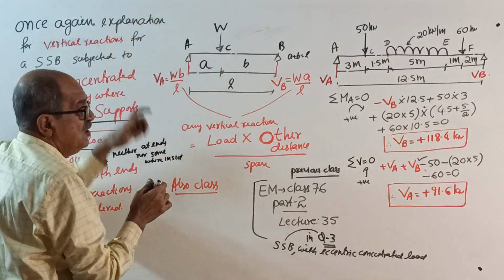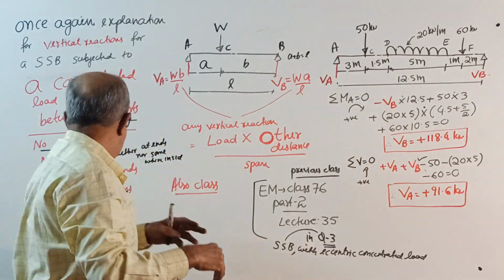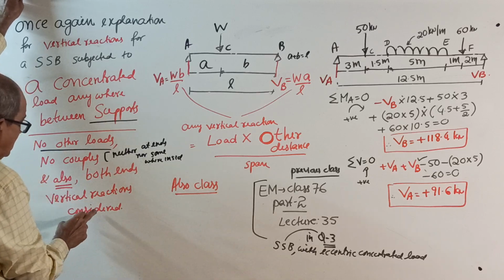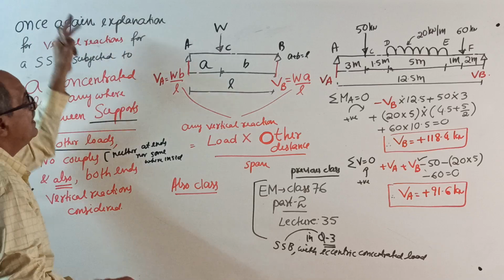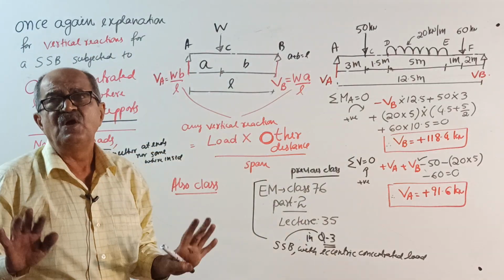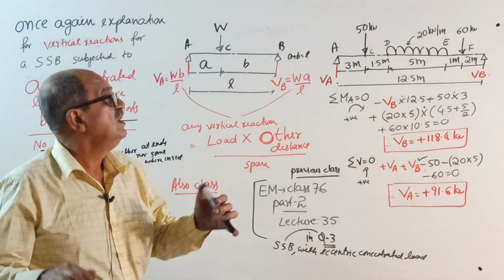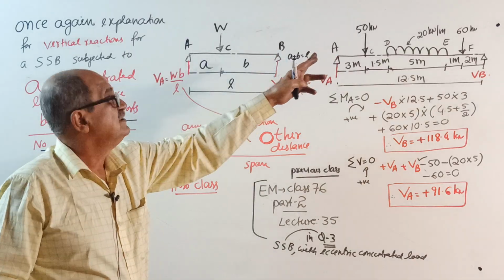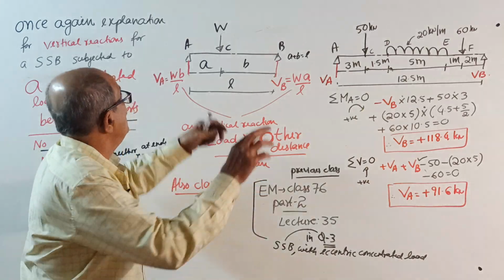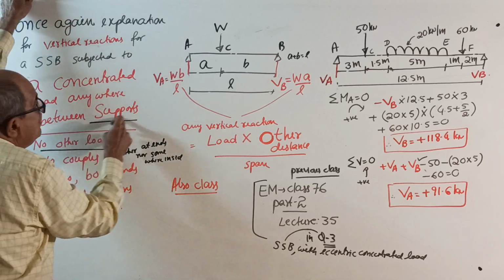Remember, only one load, only a concentrated load, no couples, and both ends' vertical reactions are considered. We are considering only vertical reaction; horizontal reaction we are not bothered about. Couples are not allowed. Overhang is not possible. Suppose there is an overhang, if a load is applied there, you can't apply this. The load should be somewhere in between, anywhere between supports.